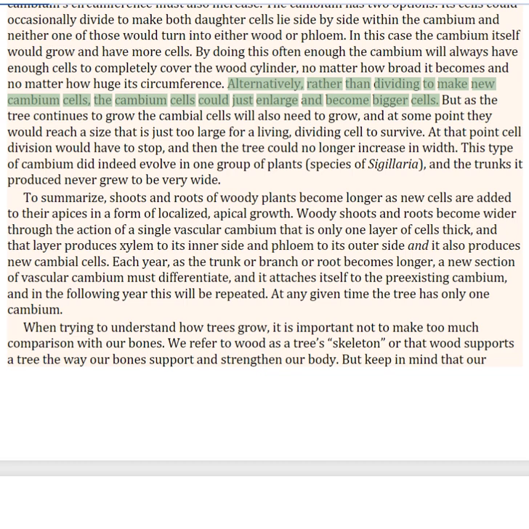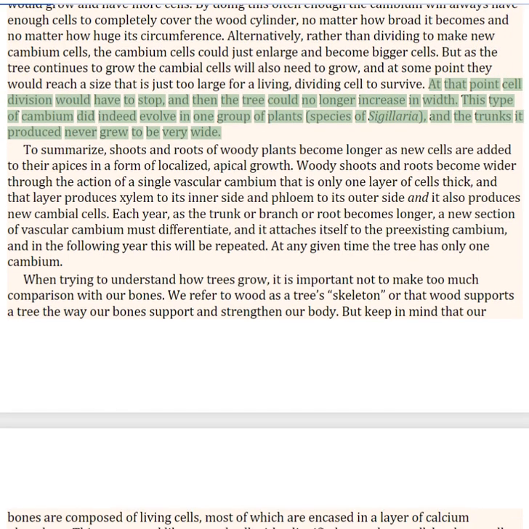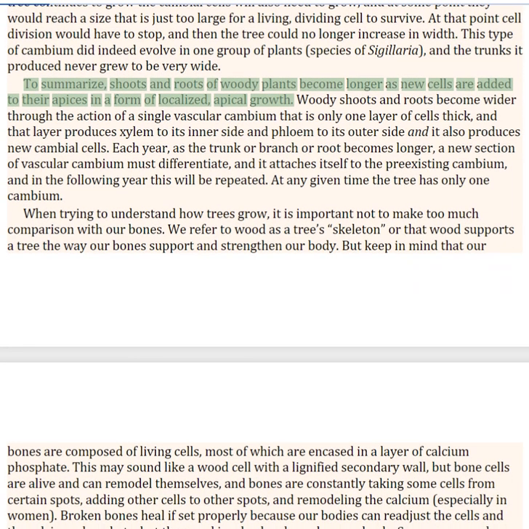Alternatively, rather than dividing to make new cambium cells, the cambium cells could just enlarge and become bigger cells. But as the tree continues to grow the cambial cells will also need to grow, and at some point they would reach a size that is just too large for a living, dividing cell to survive. At that point cell division would have to stop, and then the tree could no longer increase in width. This type of cambium did indeed evolve in one group of plants, and the trunks it produced never grew to be very wide.